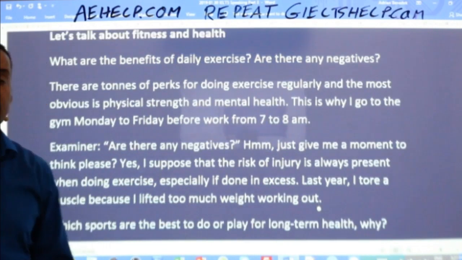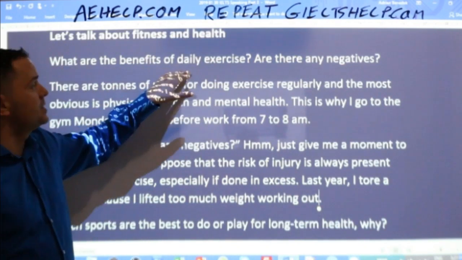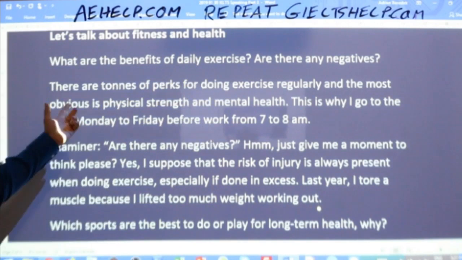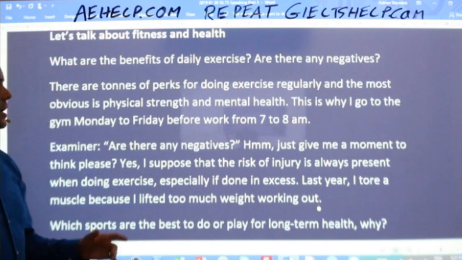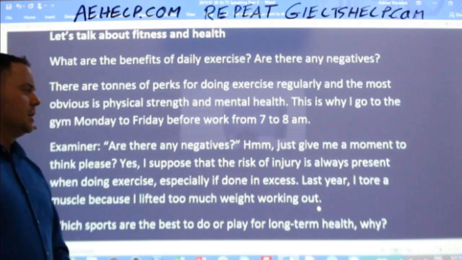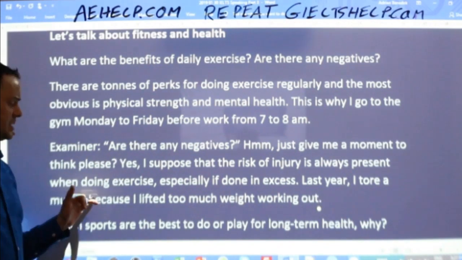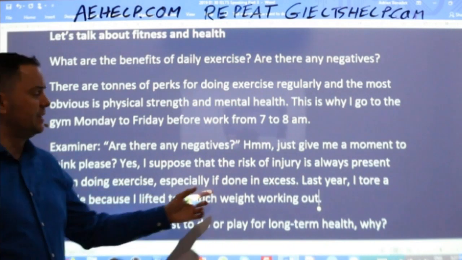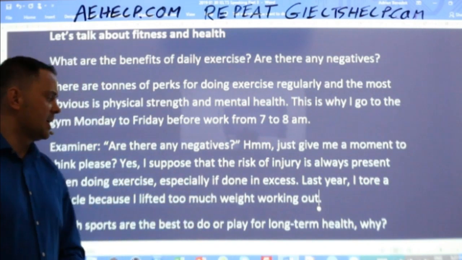Again, students, repeat nice and loud after me, okay? So what are the benefits of daily exercise? There are tons of perks for doing exercise regularly, and the most obvious is physical strength and mental health. This is why I go to the gym Monday to Friday before work from 7 to 8 a.m. Are there any negatives? Just give me a moment to think, please. Yes, I suppose that the risk of injury is always present when doing exercise, especially if done in excess. Last year, I tore a muscle because I lifted too much weight working out.